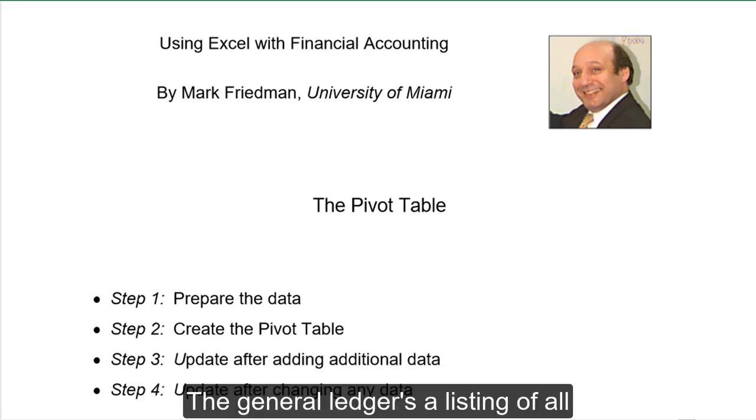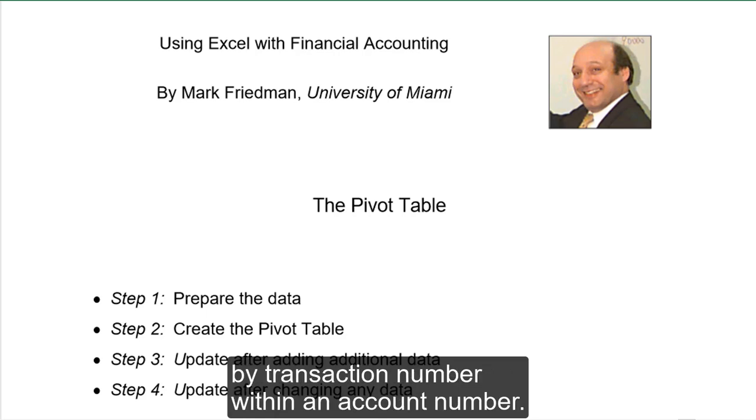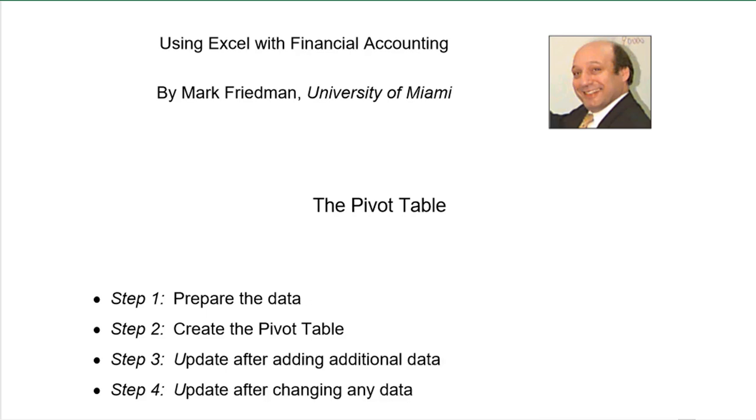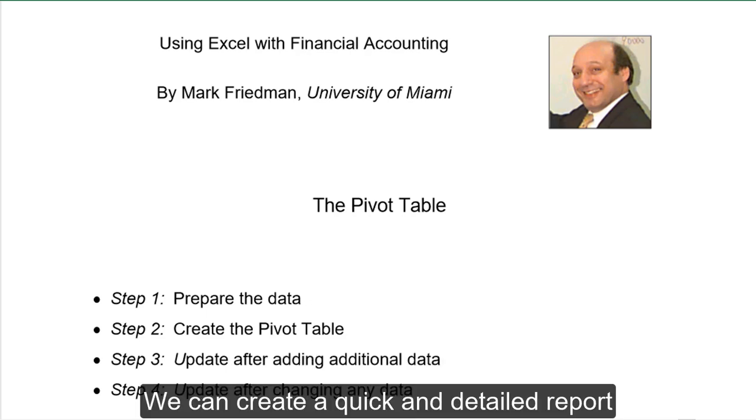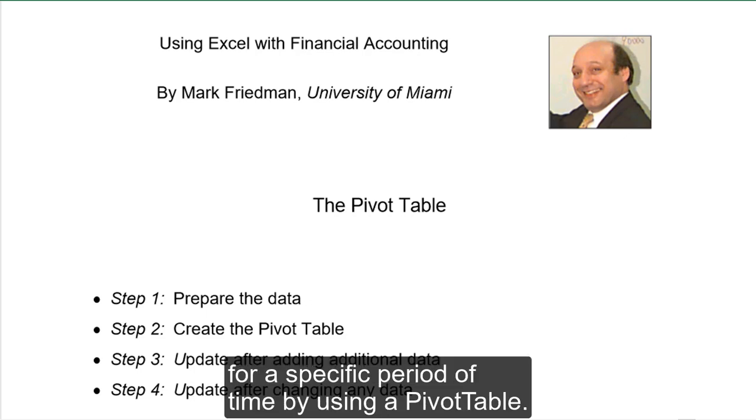The general ledger is a listing of all the journal entries for a period of time sorted by transaction number within an account number. We can create a quick and detailed report showing the history of every account for a specific period of time by using a pivot table.